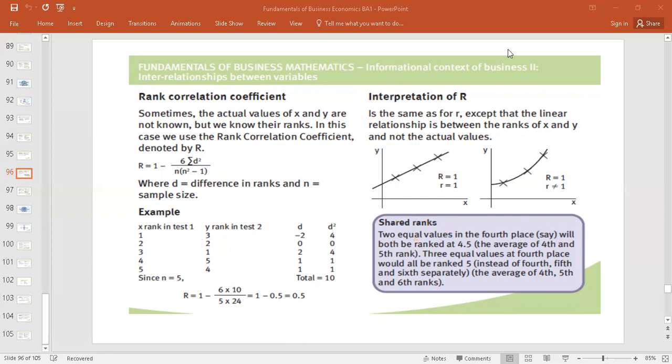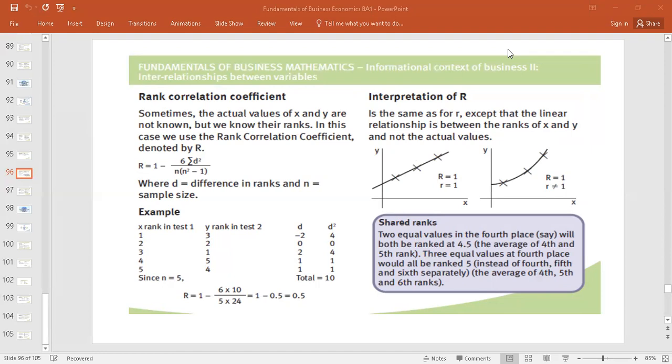There is an example given here. We see rank X in test 1, Y rank in test 2. So when the ranks are given, find out the deviation in the ranks. D will be the deviation in the rank: 1 minus 3, 2 minus 2, 3 minus 1, 4 minus 5 in the example, 5 minus 4. To eliminate any negative impact, square it up, and then take 6 sigma D square. So 1 minus 6 sigma d square by n into n square minus 1. That will give us the rank correlation.